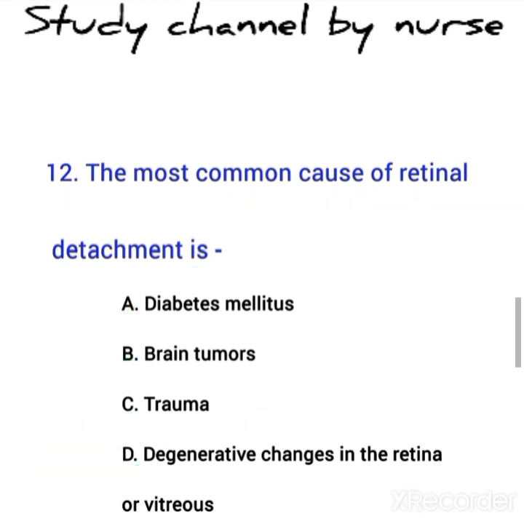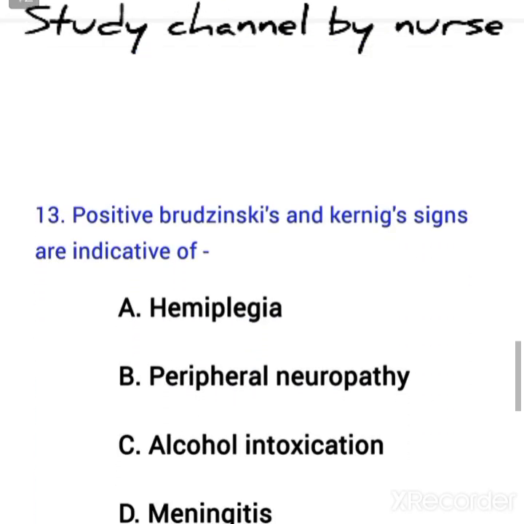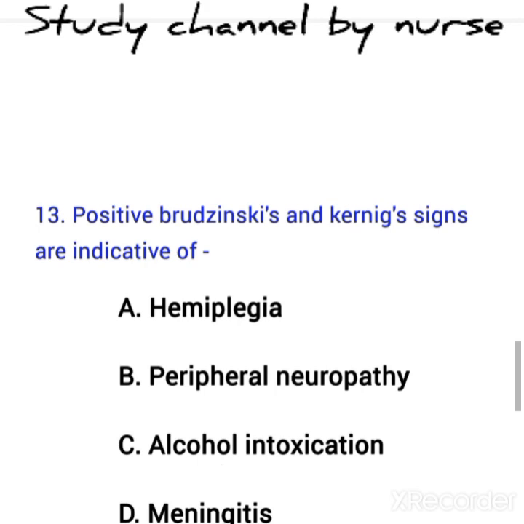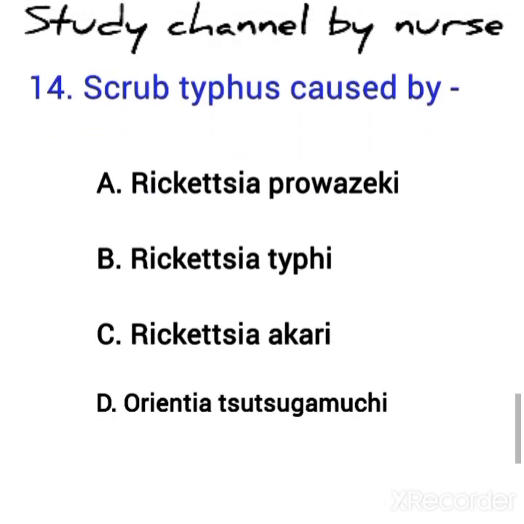Next, question number 13. Positive Brudzinski and Kernig signs are indicative of option A hemiplegia. Option B peripheral neuropathy. Option C alcohol intoxication. Option D meningitis. And the correct answer is option D, meningitis.